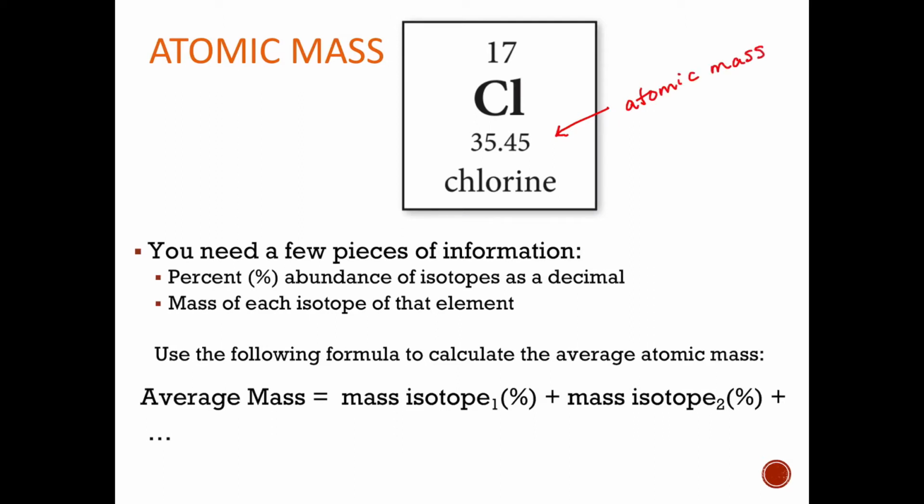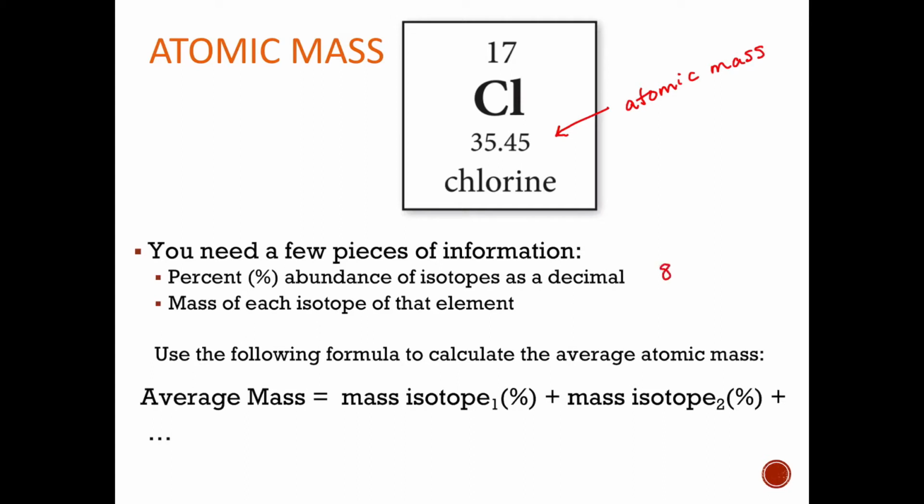When we talk about mass number, that's a whole number. But atomic mass, or average mass, is not. In order to calculate this atomic mass, this weighted average, you're going to need a few pieces of information. The first one is the percent abundance of each isotope, and you're going to use them as a decimal.